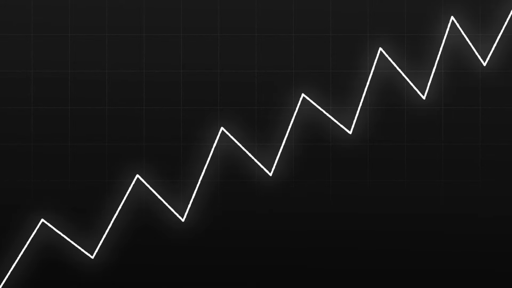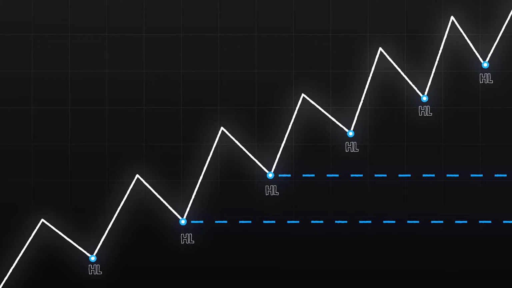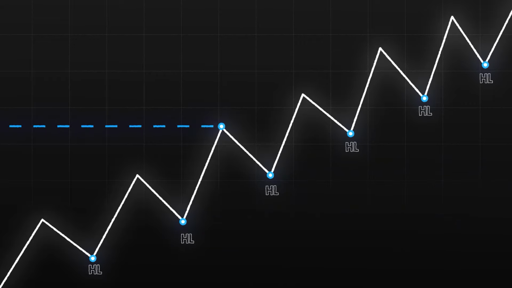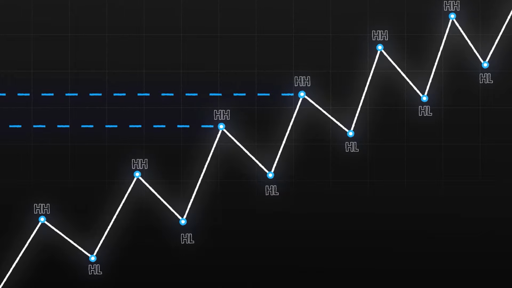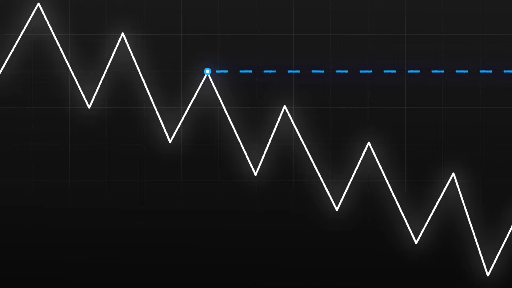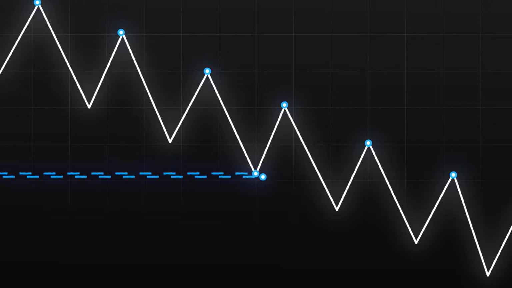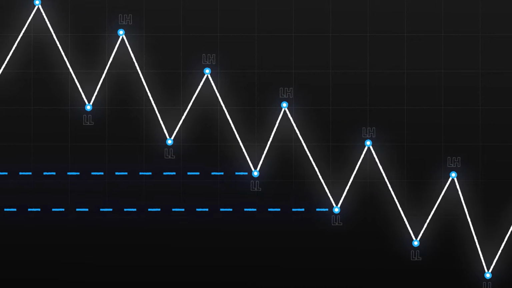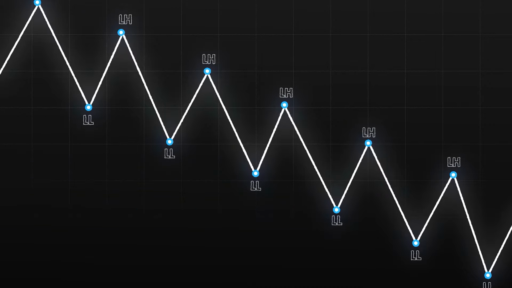Highs and lows. When the market is in an uptrend, the price doesn't go up in a straight line. Instead, the market creates highs and lows while moving upwards. In an uptrend, each low formed is higher than the previous low, thus called a higher low. Similarly, each high is higher than the previous high, hence referred to as a higher high. On the other hand, in a downtrend, each high formed is lower than the previous high, and each low formed is lower than the previous low. So we call them lower highs and lower lows.